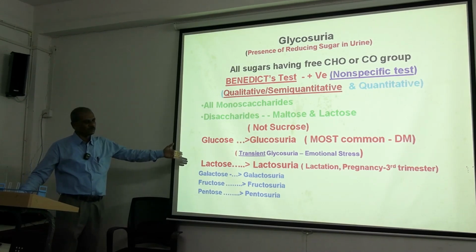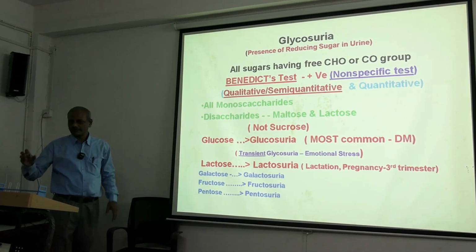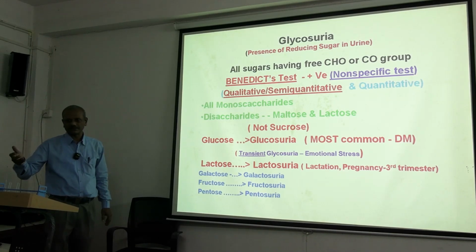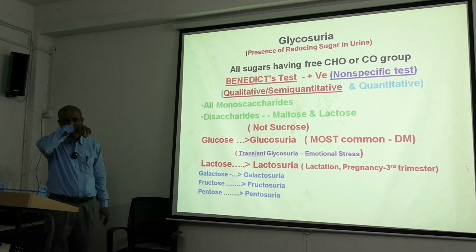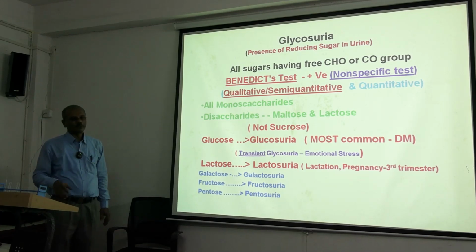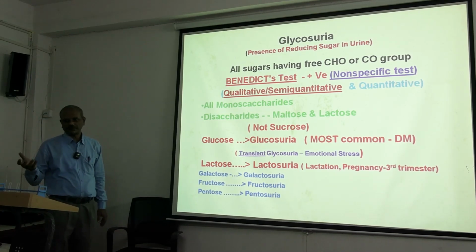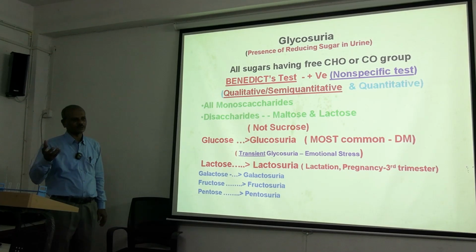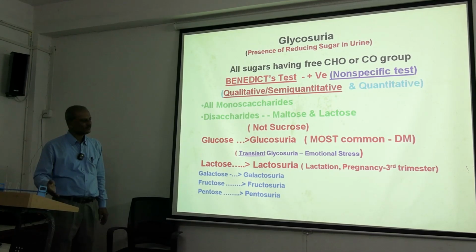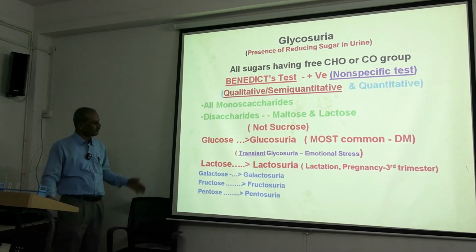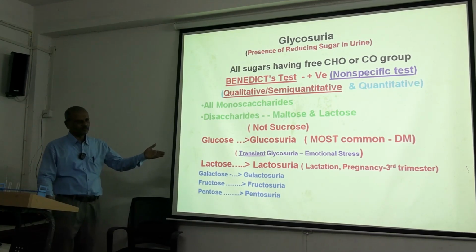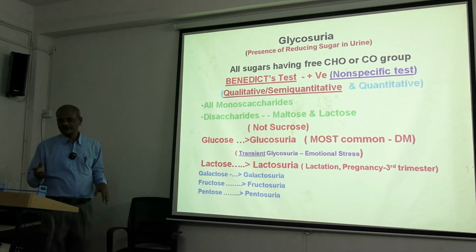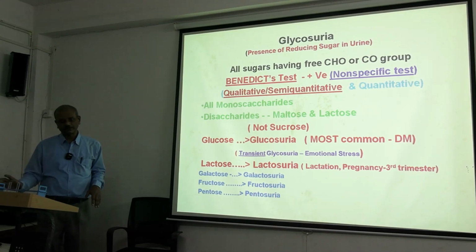There might be lactosuria also, because if you test a pregnant woman in the last trimester, when the patient is going to deliver the baby very soon, milk formation also takes place. That lactose will be available in the mother's blood and will get excreted in the urine, or during lactation. So, even if something is positive in a female, first inquire whether she is a nursing mother or in the last trimester of pregnancy.